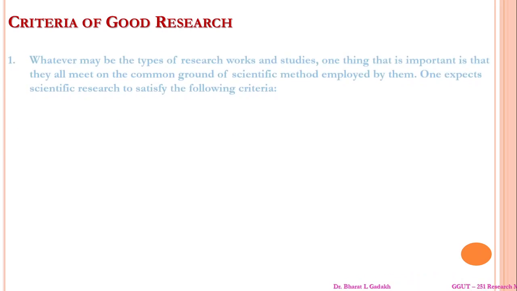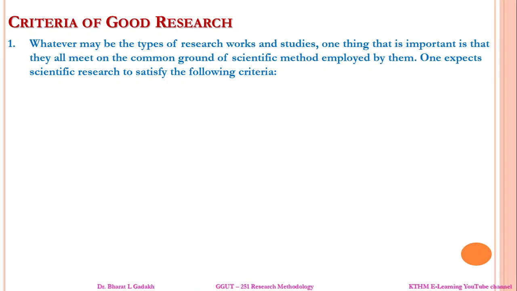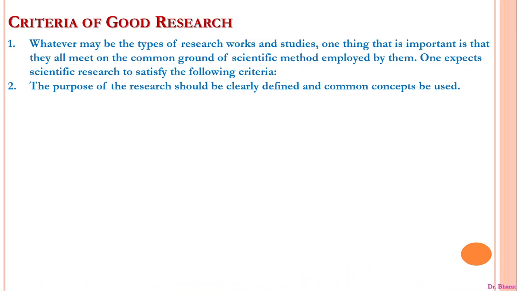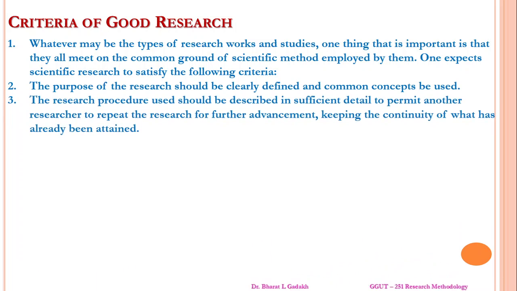Now, criteria of good research. Whatever may be the types of research work and studies, one thing that is important is that all meet the common ground of scientific method employed by them. One expects scientific research to satisfy the following criteria. The purpose of research should be clearly defined and common concepts be used. The research procedure used should be described in sufficient detail to permit another researcher to repeat the research for further advancement, keeping the continuity of what has already been attained.